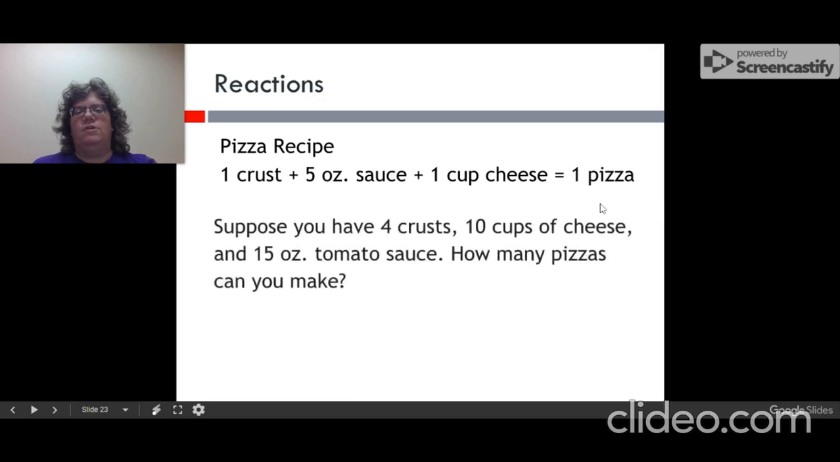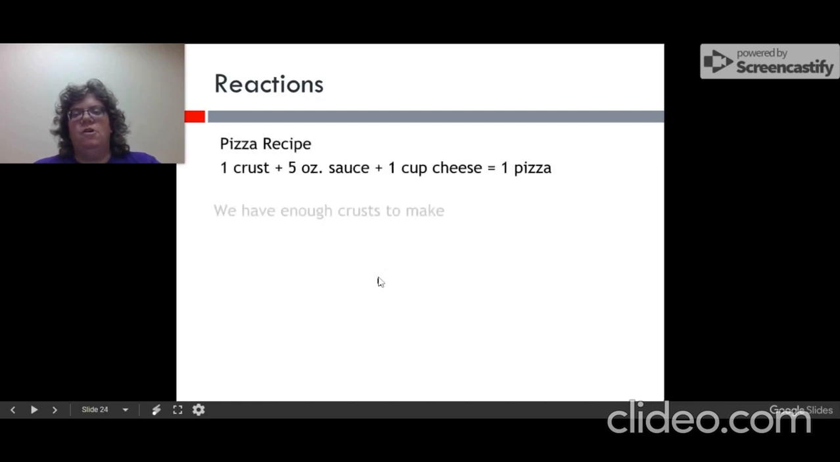We can answer the question, let's say I'm going to have a party, like spur of the moment, I'm having people over. I'm like, oh, we'll make pizza. That's what we'll do to have a snack. And I look in the fridge and I see 4 Boboli crusts, 10 cups of cheese, and 15 ounces of tomato sauce. And I want to know, how many pizzas can I make with these ingredients if I have to follow this recipe? So we can look at each ingredient individually and help make our determination.